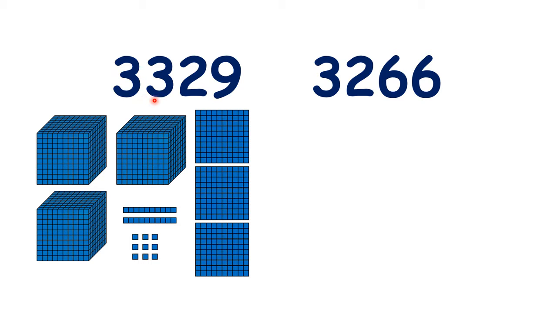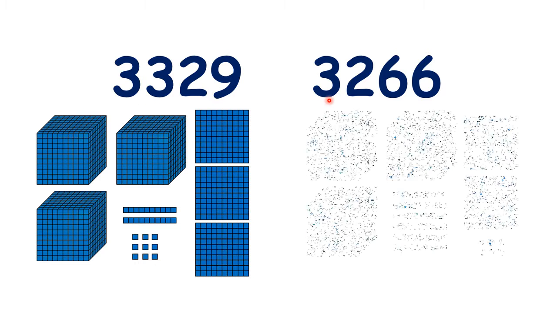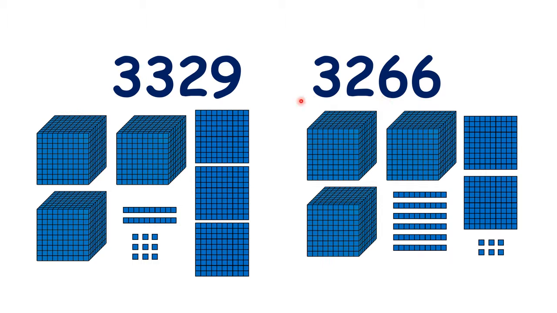Now which of these numbers is larger? We have 3,329 and 3,266. Both numbers have 3 thousands. But then we need to look at the hundreds. Because this number has 3 hundreds rather than 2, it doesn't matter that 66 is bigger than 29. Because we say the hundreds digit is more significant than the tens or the units digit, this means that 3,329 is our larger number.